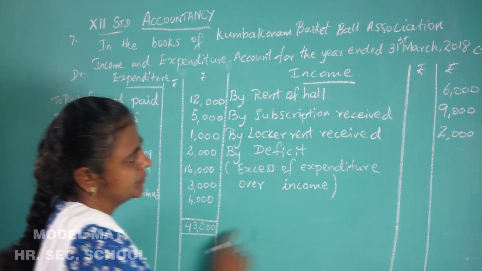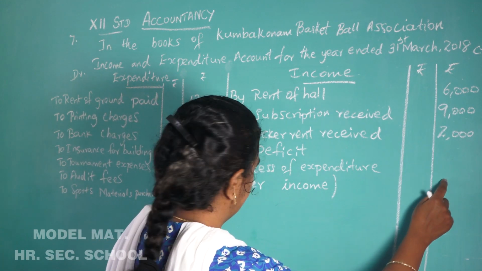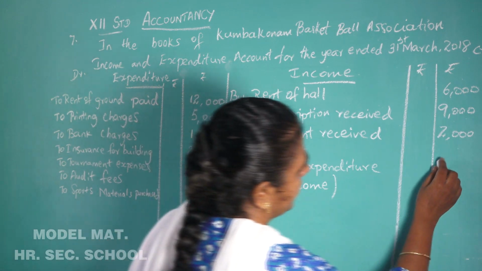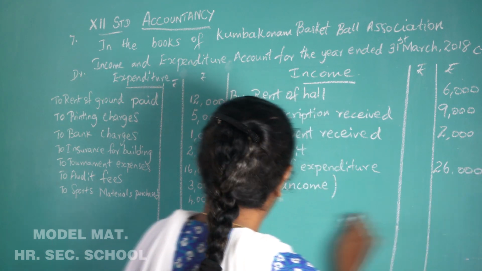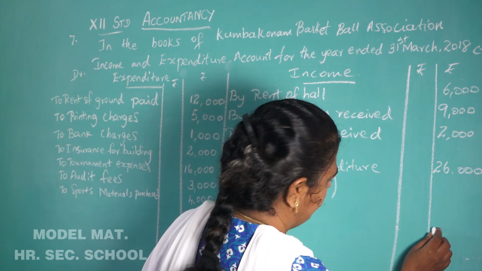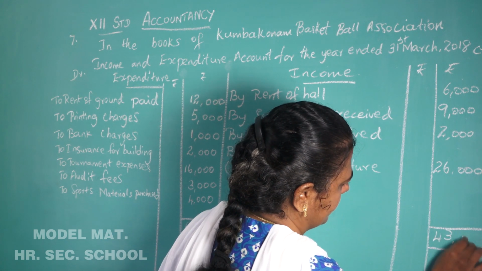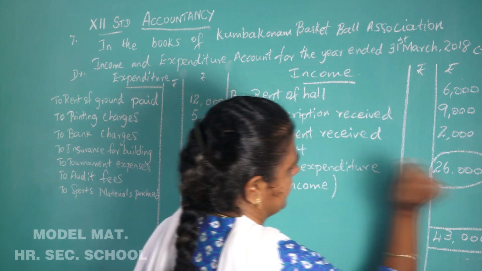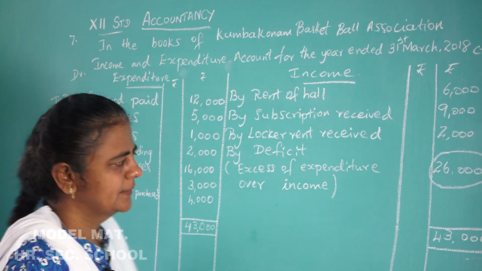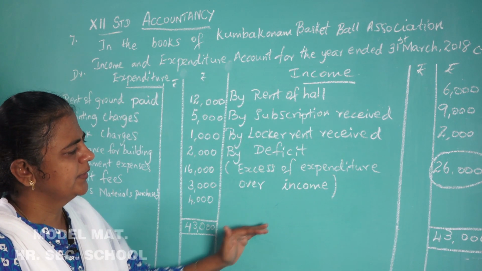So 43,000 minus this, that will give 26,000. Put the total here, 43,000. So your deficit is 26,000. That is the answer. Okay, hope children you understood.